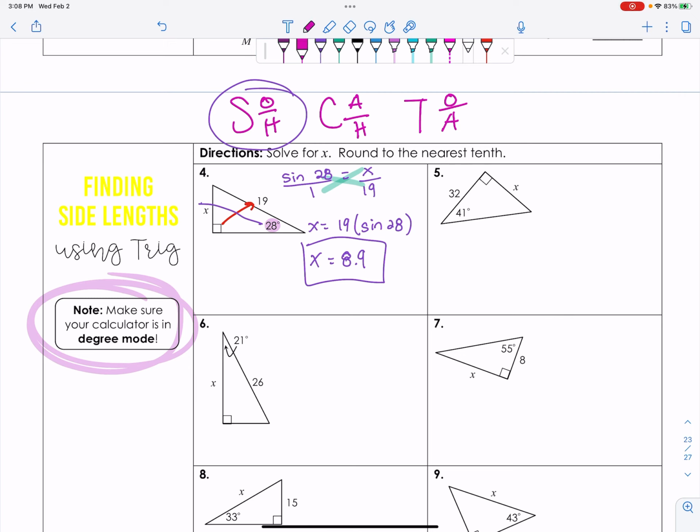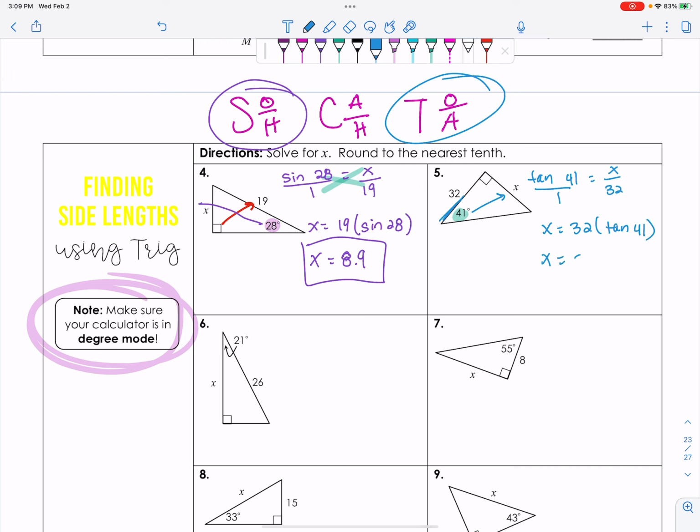Number 5, our reference angle is right here at 41 degrees. We're looking for the side opposite. We are given the side adjacent. That means I'm using tangent. So the tangent of 41 is going to equal opposite x over adjacent 32. Once again, we cross multiply. x is equal to 32 times the tangent of 41. Putting it into our calculator, we're going to get 27.8.